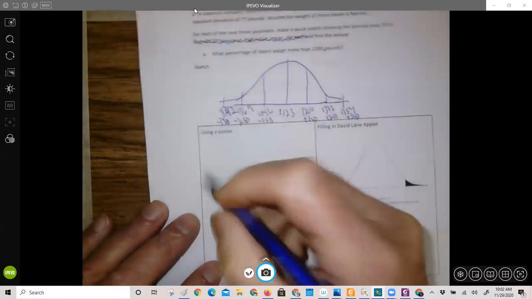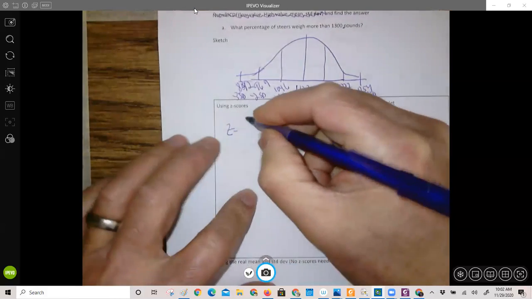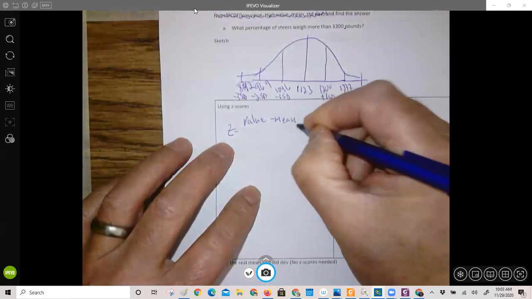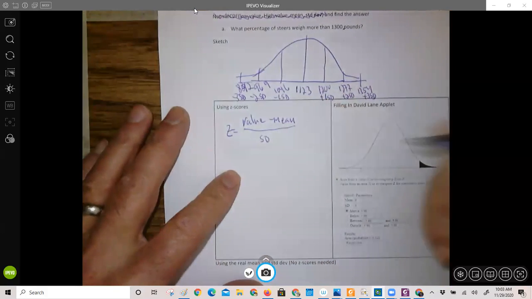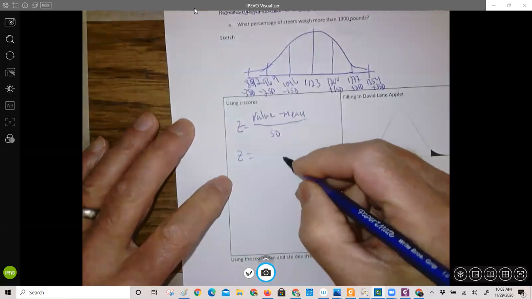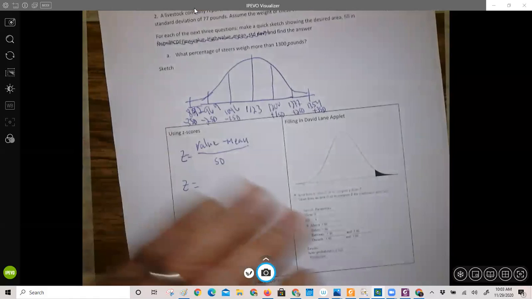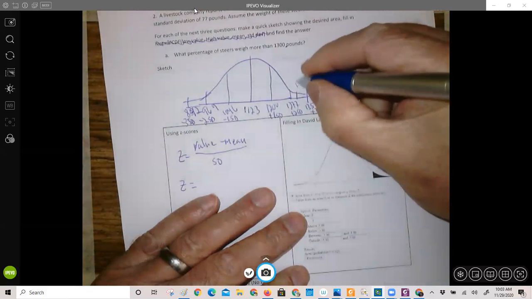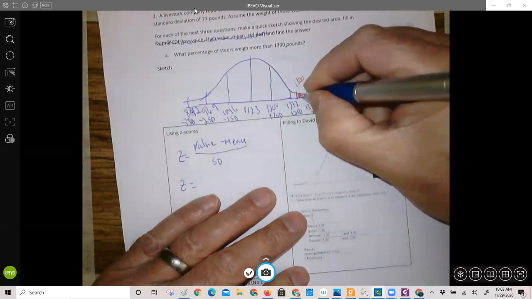So here's one way to do it. Now, we did z-scores earlier this year. And remember, a z-score is you take the value minus the mean divided by the standard deviation. And this will tell me how many standard deviations above the mean it is. And we know it's more than 2, right? So let's do it. Actually, let me come up here and add in the 1,300 pounds. I want to find the area. So there's 1,300 pounds, and I want to find that probability, that area.